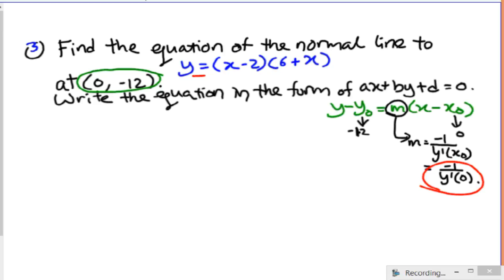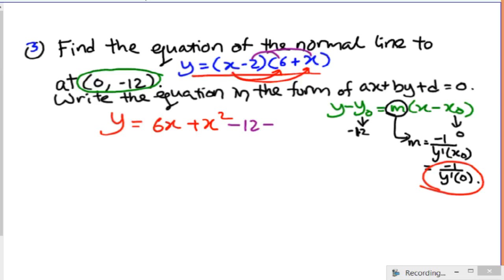So to do that, I need to take the derivative of this function. But before I can take the derivative of that particular function, it might be best to expand that. So x times 6 becomes 6x. x times x is x squared. And then I will have -2 times 6, -12. -2 times x, -2x. Now putting everything together, this will be x squared, 6x minus 2x is 4x, minus 12.